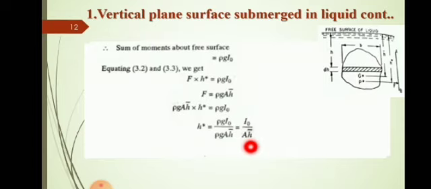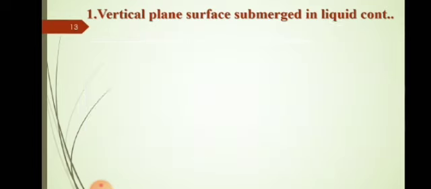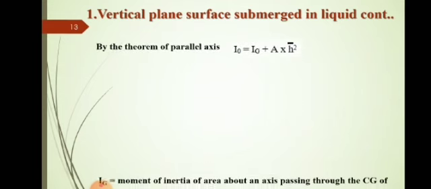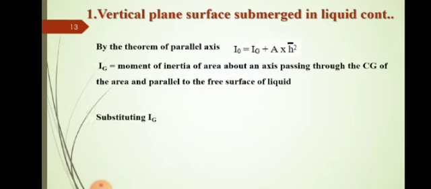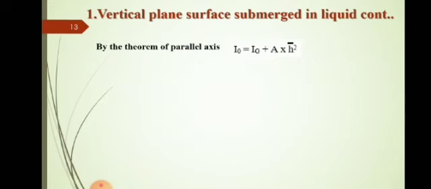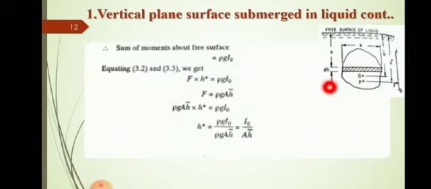Okay, now we are writing an equation for this I naught. I naught you have already studied. What is I naught by the theorem of parallel axis? We know that I naught is equal to Ig plus A h bar square, where Ig is the moment of inertia of area about an axis passing through the CG of the area and parallel to the free liquid surface. So I naught is equal to Ig plus A h bar square. So you can substitute this in the previous equation. Which is the previous equation? H star is equal to I naught by A h bar.